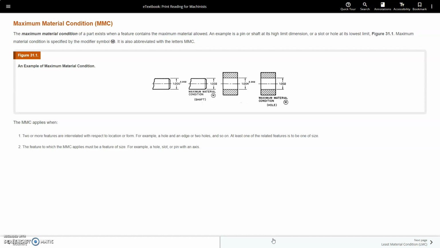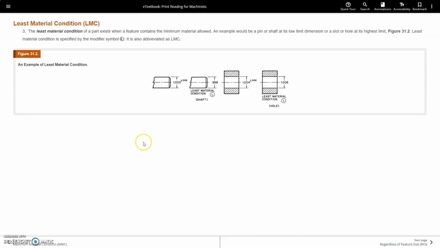The MMC applies when two or more features are interrelated with respect to location or form. For example, a hole and an edge, or two holes, and so on. At least one of the related features is to be a feature of size. The feature to which the MMC applies must be a feature of size, for example, a hole, slot, or pin with an axis. So the shaft is going to be the largest size, and the hole is going to be the smallest size on maximum material condition. So it's going to be whichever one weighs the most.